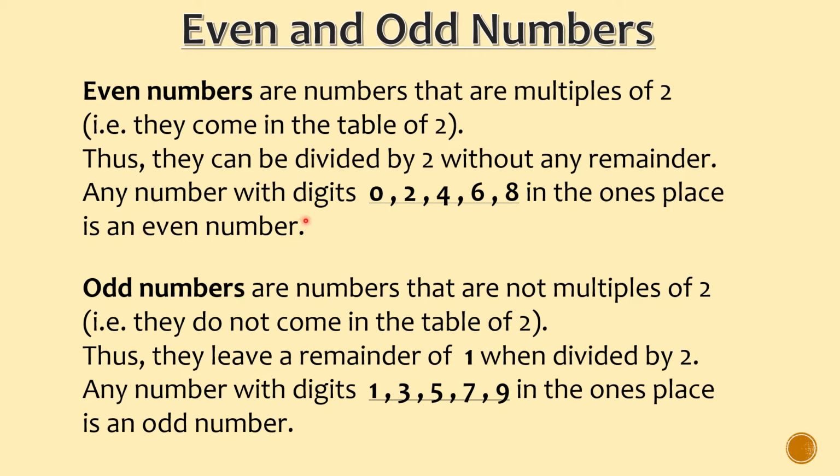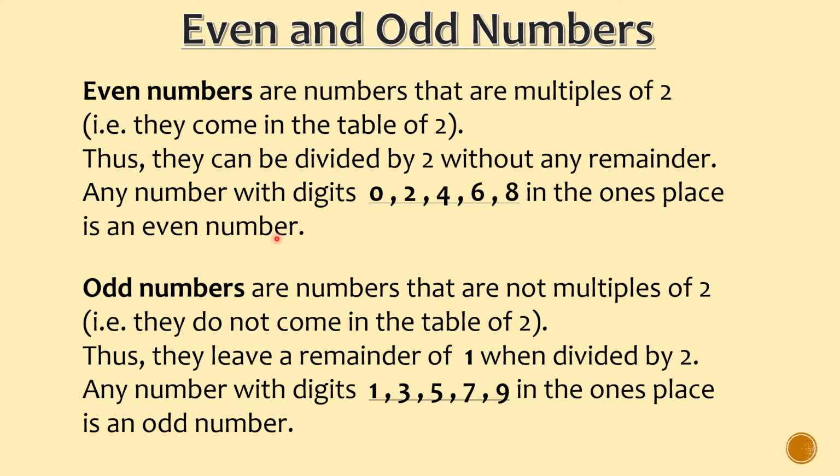Any number, for example, the number is very big. If I ask you, is 484 an even number? So how would you know whether 484 comes in the table of 2 or not? Because obviously you don't remember the table to that much extent that you'll tell me whether 484 is an even number or not. So here the trick is that always consider the digit in the ones place.